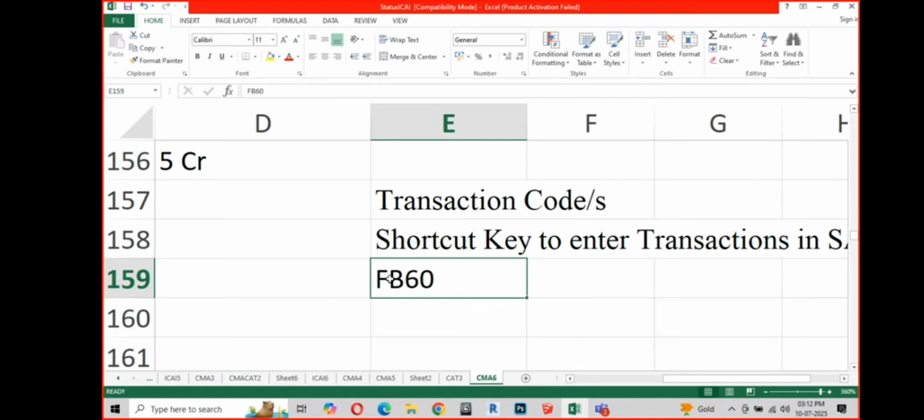So this is about your transaction codes. For somebody who's interested to understand what is a transaction code, this is the one.